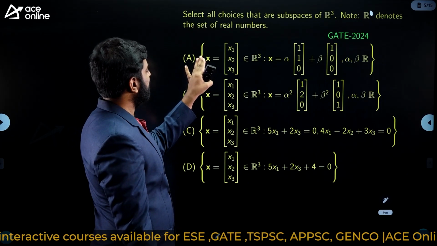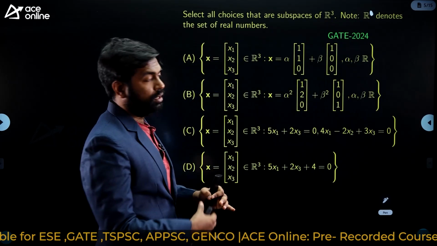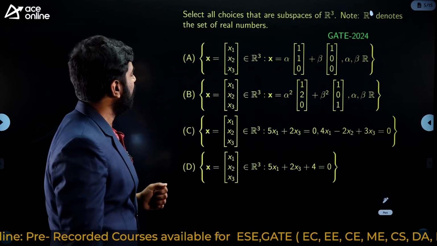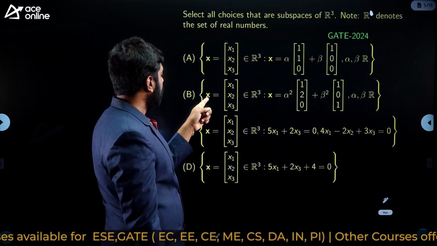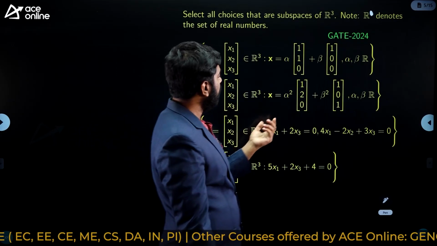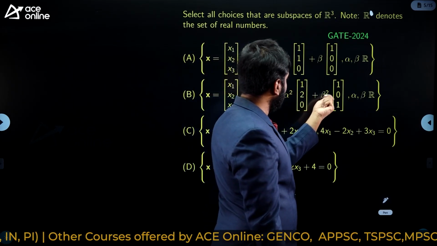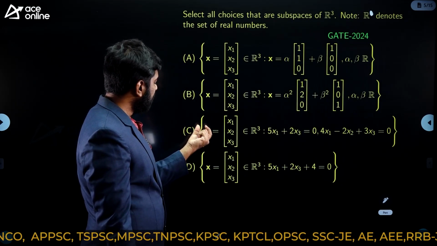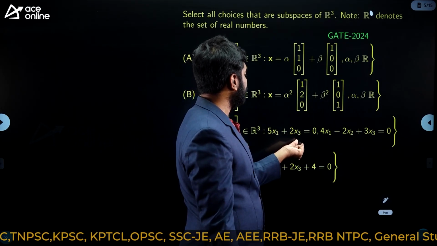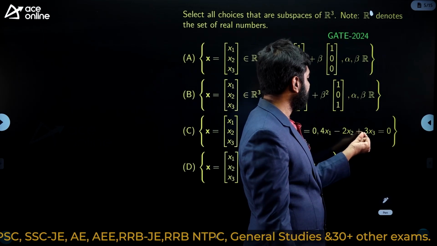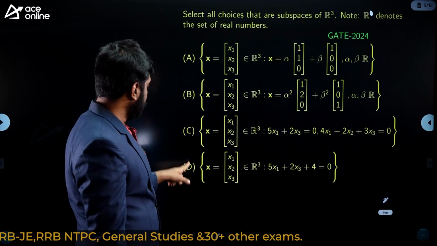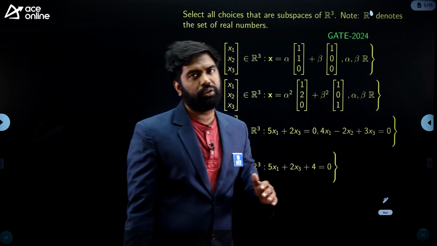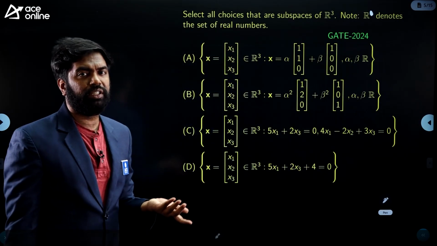So he talks about a set which contains vectors such that x is alpha times (1, 1, 0) plus beta times (1, 0, 0). That is how A is defined. Now let us look at option B. This is again a set of vectors which are created as alpha square into (1, 2, 0) plus beta square into (1, 0, 1), where alpha, beta are real numbers. Option C is a set such that 5x1 plus 2x3 equals 0, 4x1 minus 2x2 plus 3x3 is also 0, and option D is again a set such that 5x1 plus 2x3 plus 4 equals 0. So various sets are given to us. We need to identify which of the following is a subspace.